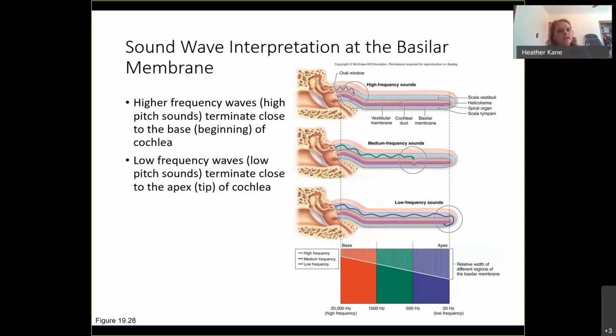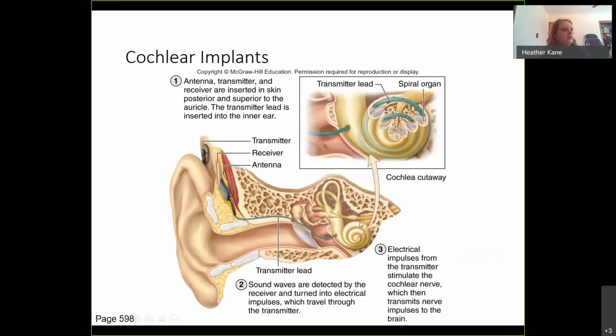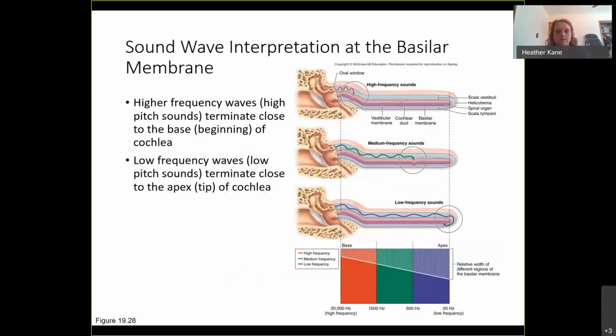So the lower frequency sound waves, those are going to have that low pitch, and those are going to terminate closer to the tip of that cochlea. So the tip of that cochlea is going to be closer to this middle part. The farther along it goes, the lower the pitch. Does that make sense? A lot with frequency and amplification of sound or loudness.